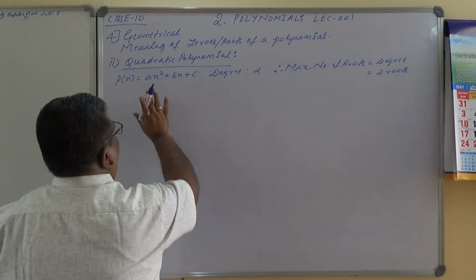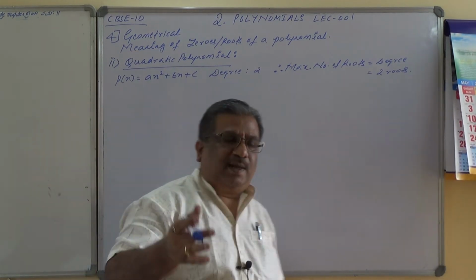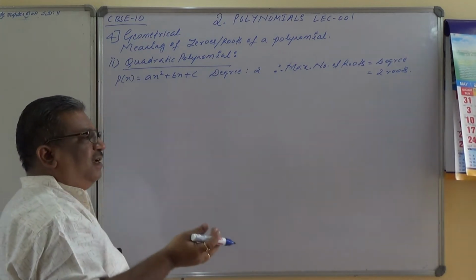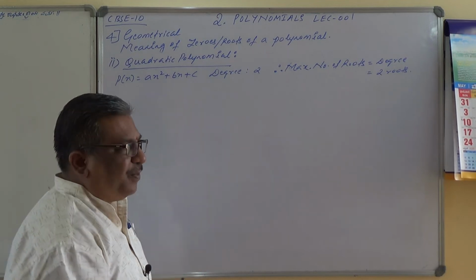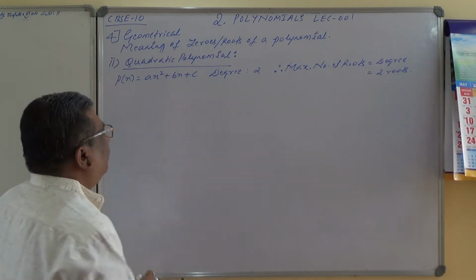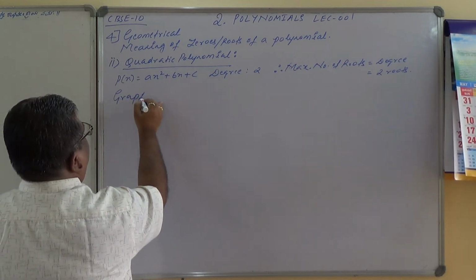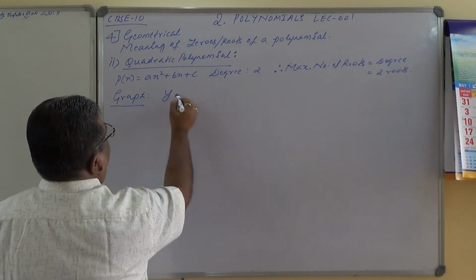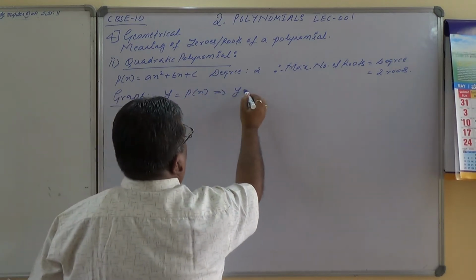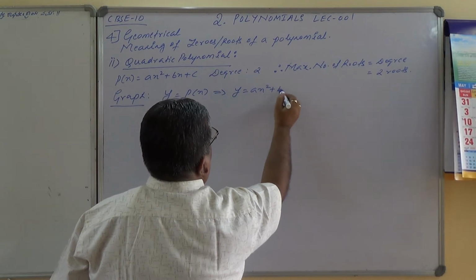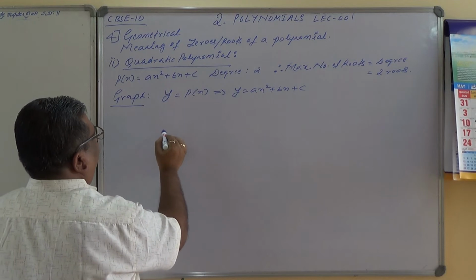Now, the graph of this quadratic polynomial is called a parabola. A parabola is represented in 2 ways: the upward opening parabola, and the downward opening parabola. Okay. So the graph of a quadratic polynomial will be y equals p of x, which implies y equals ax square plus bx plus c. What is the graph of this one? The graph will be something like this.